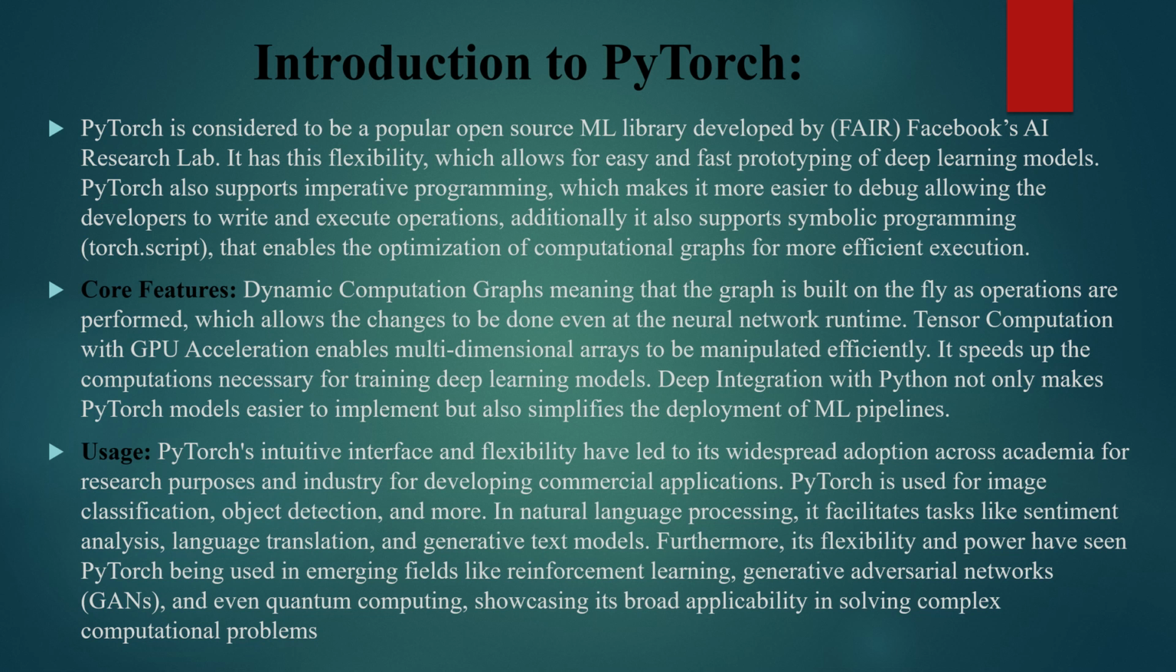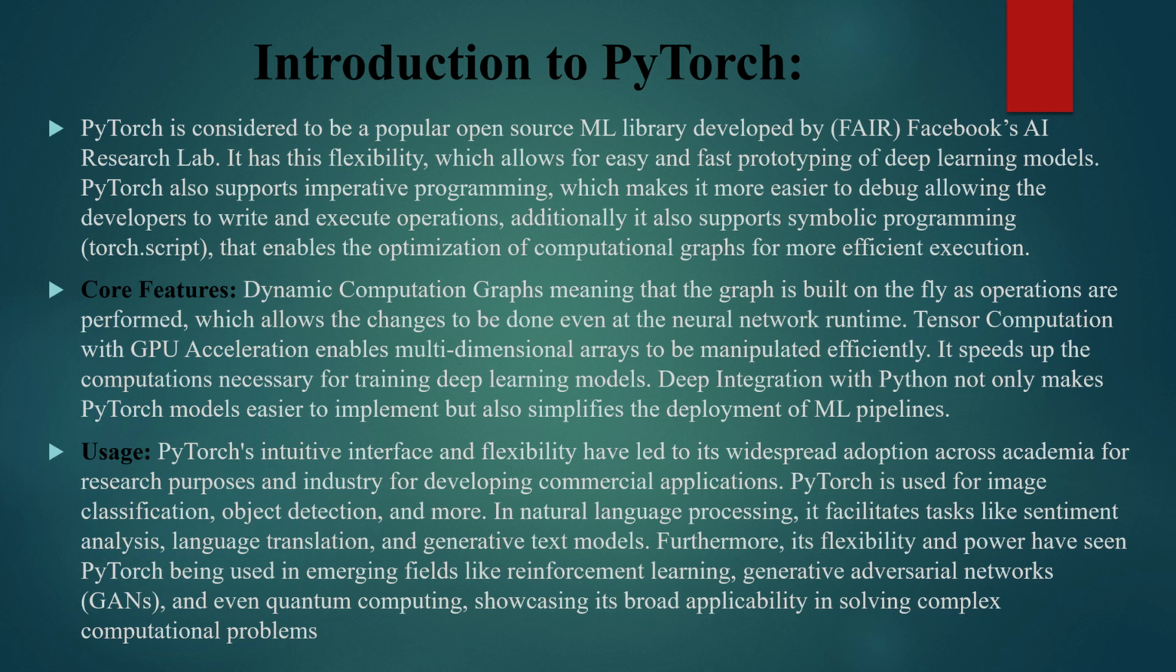PyTorch actually supports symbolic programming, enabling the optimization of computational graphs for more efficient execution and the ability to run models in environments outside of Python. It's also known for supporting imperative programming, which makes it more intuitive and easier to debug by allowing developers to write programs that execute operations as they are called.